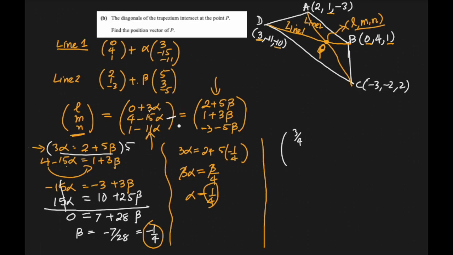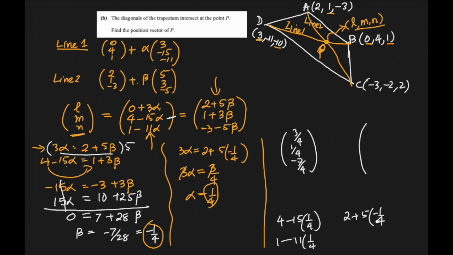Okay, now the y component will be 4 minus 15 times 1 over 4. So 16 minus 15, 1 over 4. Okay, now 1 minus 11 over 4, so it becomes minus 7 over 4. Okay, this is because of alpha. Let's say because of beta, we should get exactly the same number. 2 plus 5 times minus 1 over 4, which is 8 minus 5, 3 over 4. Yes, same.